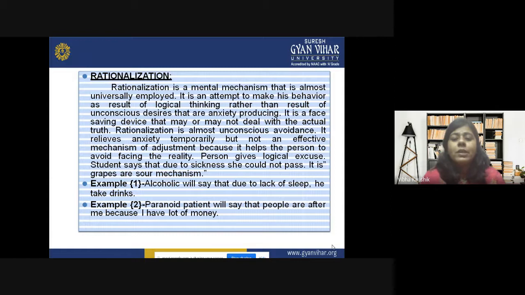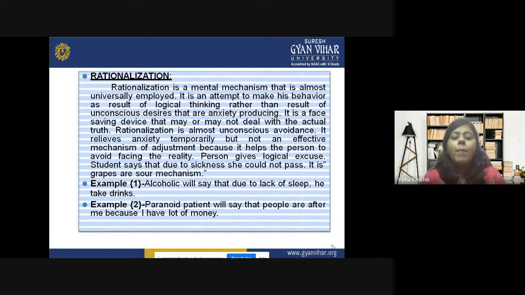A person gives logical excuses. A student says that due to sickness she could not pass. It is the sour grapes mechanism. Example first: an alcoholic will say that due to lack of sleep he takes drink. He is using that defense mechanism and saying that he is taking alcohol because he cannot sleep.